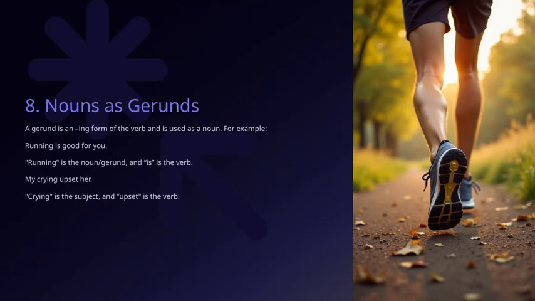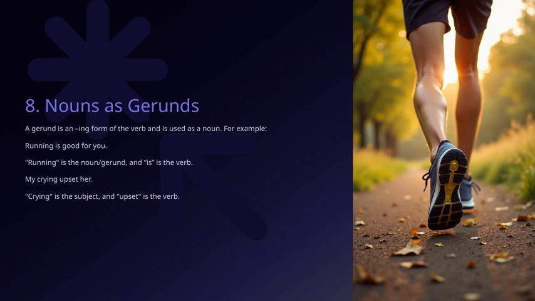So on this slide, we're talking about nouns as gerunds. A gerund is basically the ing form of a verb, but what's interesting is that it functions as a noun in a sentence. For example, take the sentence, "Running is good for you." Here, running isn't just a verb, it acts as the subject of the sentence. It's the noun or gerund that we're focusing on.